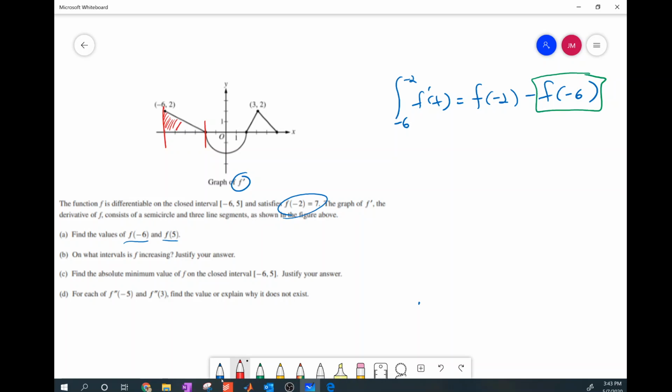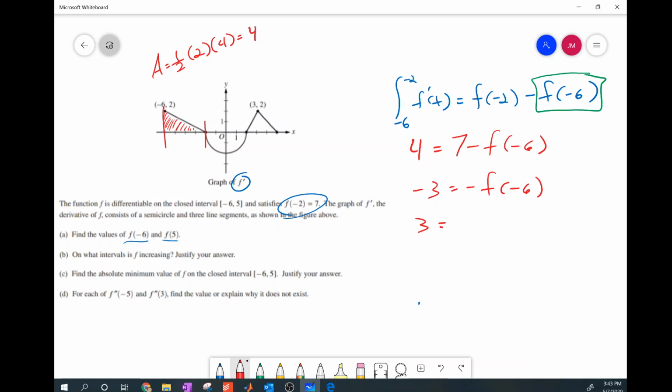-6 to -2. And that's going to give me a 2 by 4 triangle. So that means the area is 1/2 times 2 times 4, or just 4. That's going to be 4 equals, and they told me that f of -2 is 7, minus f of -6. So I bring over my 7, that's -3 equals negative f of -6. They're both negative, so you end up getting that 3 equals f of -6.